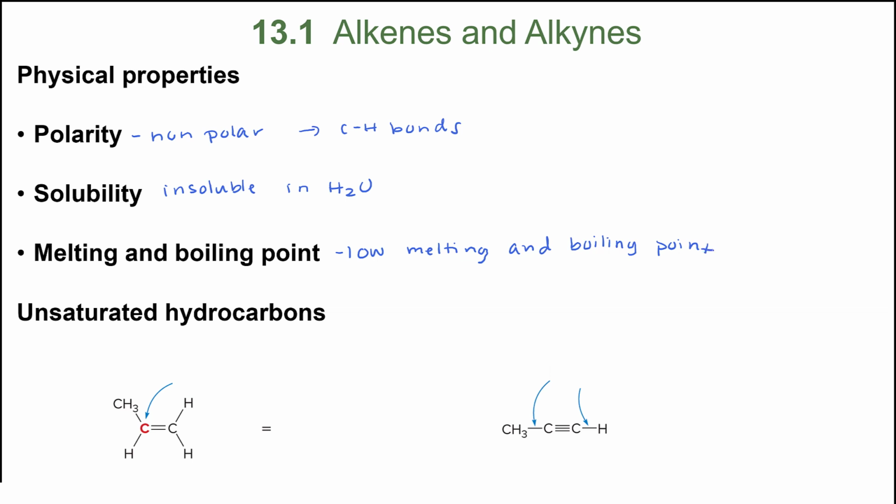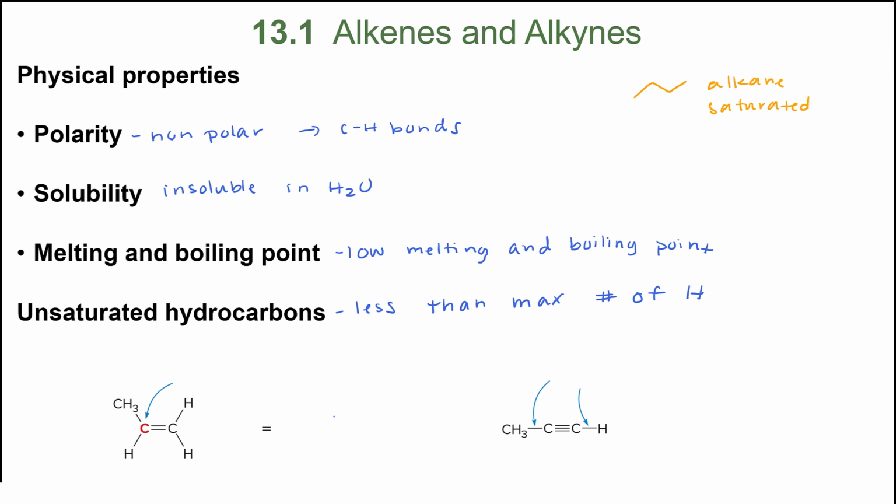The unsaturated hydrocarbons have less than the maximum number of H atoms possible. So in an alkane, as an aside here, an alkane is saturated. Every carbon in that molecule has the most number of hydrogens that it can have. But in an unsaturated hydrocarbon, it has less than that maximum. So on this carbon here that's in red, that carbon has a CH3 bonded to it and one hydrogen. So it's unsaturated because of that double bond.